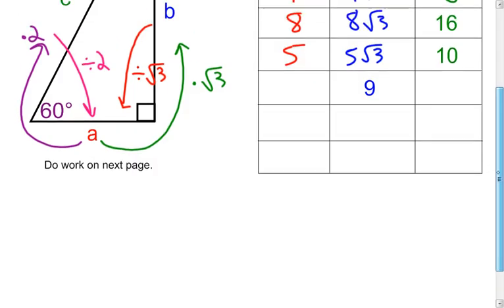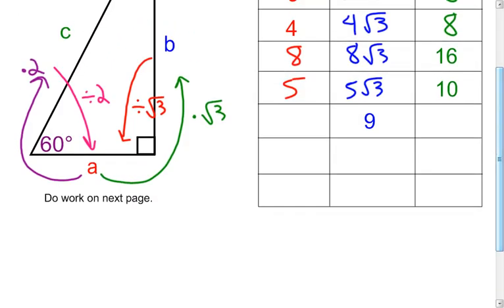Come back up to my little diagram here. I know B, the long leg. Notice if I want to get to A, I divide by root 3. So I'll take this 9 and divide by root 3. And again, there's that radical in the denominator. Mathematicians have said that that's unacceptable, so we need to change it so it looks acceptable.